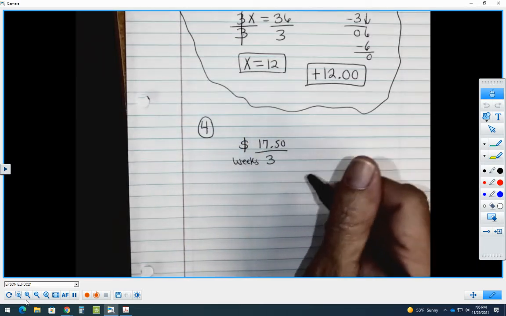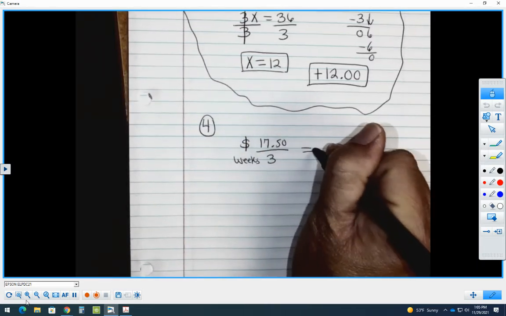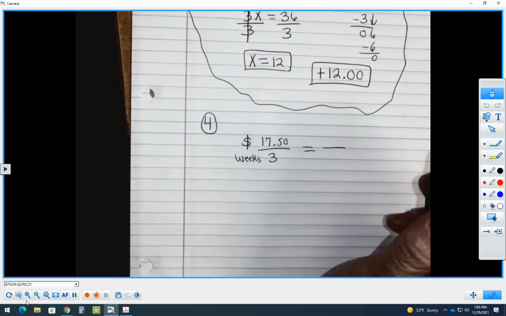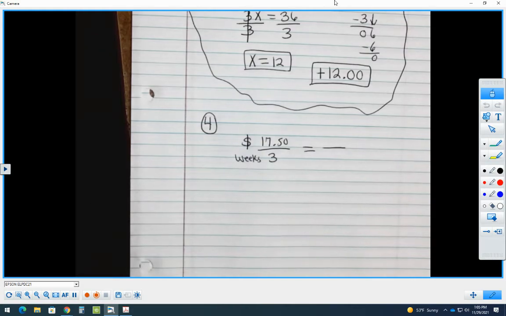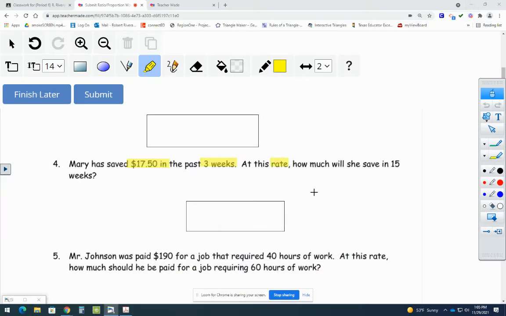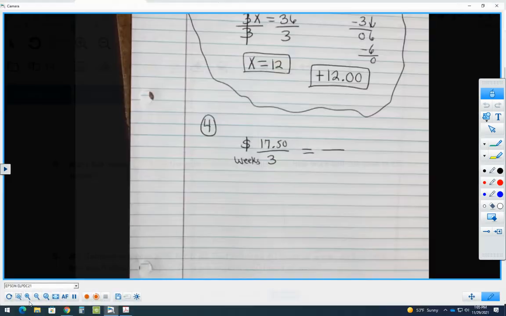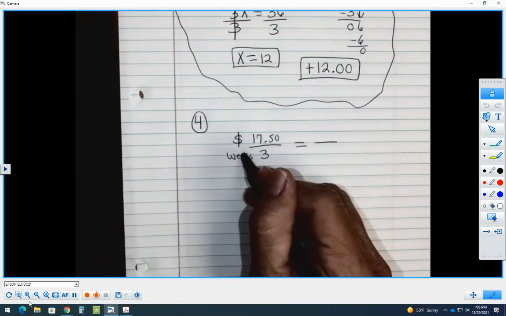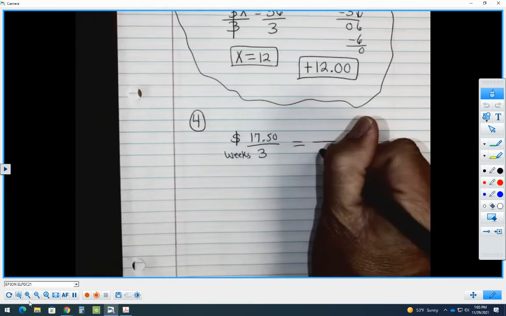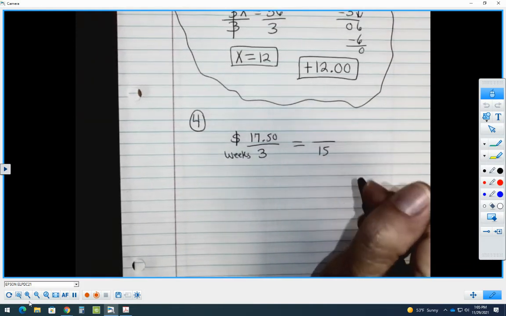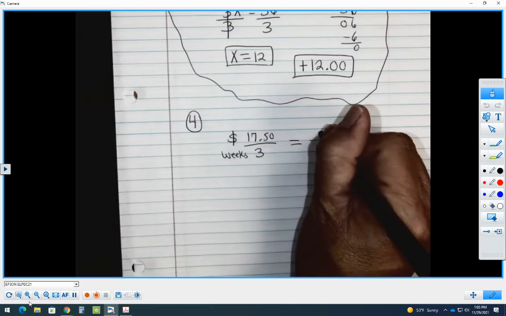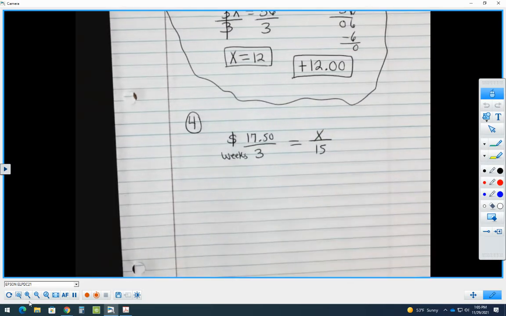Since this is a ratio, Mr. Rivera wants you to solve this through a proportion to create another ratio that is equivalent. Let me go read the story and see what else they tell me. At this rate, how much will she save in 15 weeks? So now they're saying we want 15 weeks. Since the weeks is on the bottom, the 15 will be on the bottom because those are the weeks. Now the question says, how much will you save? So that's the unknown, so that will be the x.